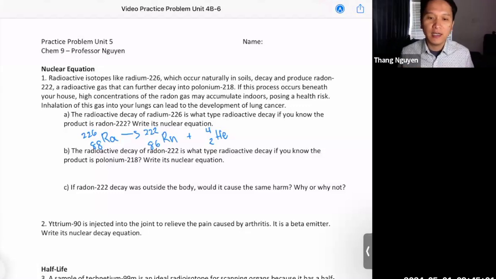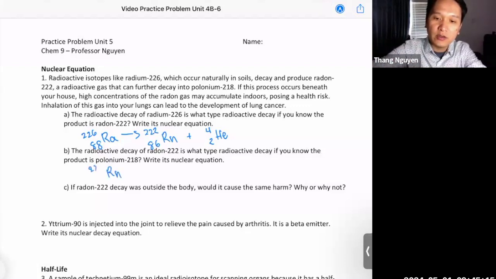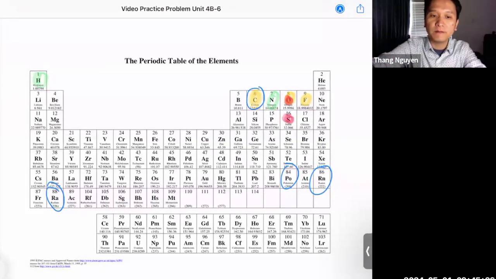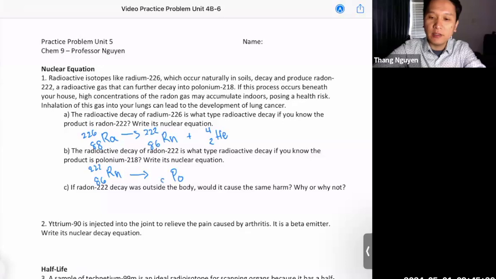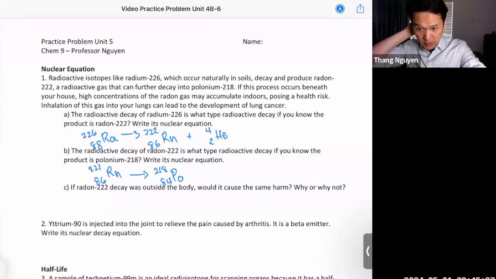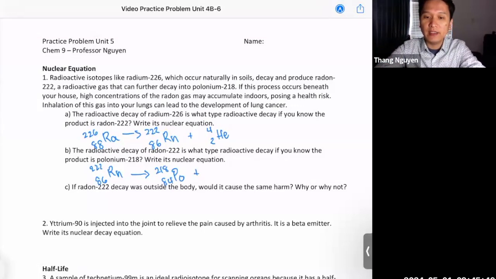Okay. Next, the radioactive decay of radon-222 is what type of radioactive decay? If you know the product is polonium-218. Okay, so same thing. We start out with radon now, 222, and we know that was also 86 on the bottom. It decays into polonium, which is Po. So let's find what Po is. Polonium is right there. Polonium is element 84, and you have mass number of 218 for this isotope. So again, for mass-wise, 218 plus what equals 222? That's plus 4, right? And the bottom, 84 plus 2 becomes 86. So that is also an alpha particle.